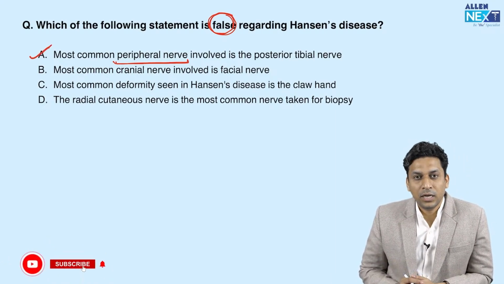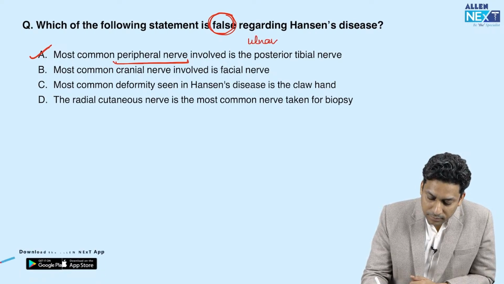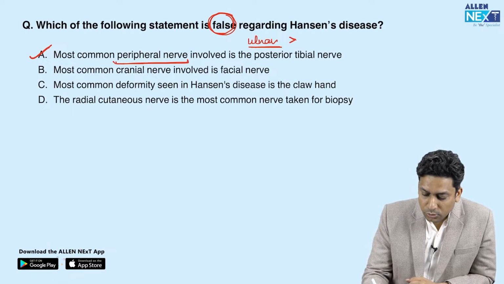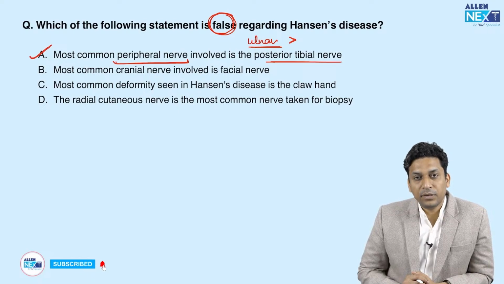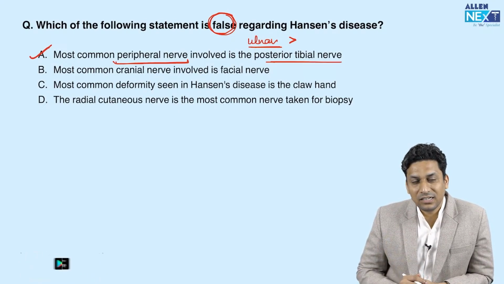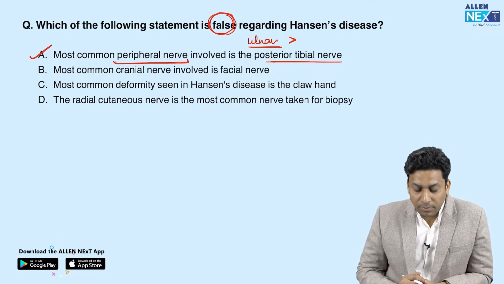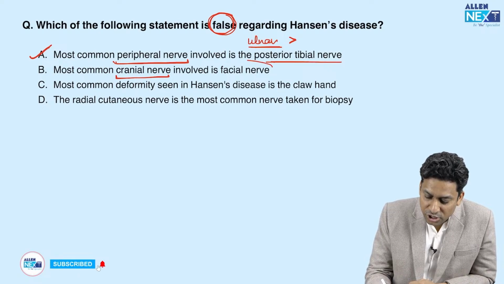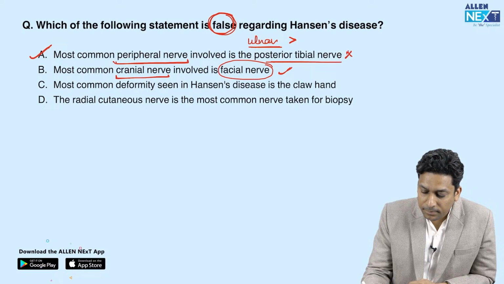Because the most frequently involved nerve is the ulnar nerve. But if ulnar is not given in the options, then you can choose the posterior tibial nerve. So remember, the most common nerve involved is the ulnar nerve followed by the posterior tibial nerve if we talk about peripheral nerves. But if we talk about cranial nerves, the most common nerve involved is the facial nerve. So this is the correct statement. This is the wrong statement.